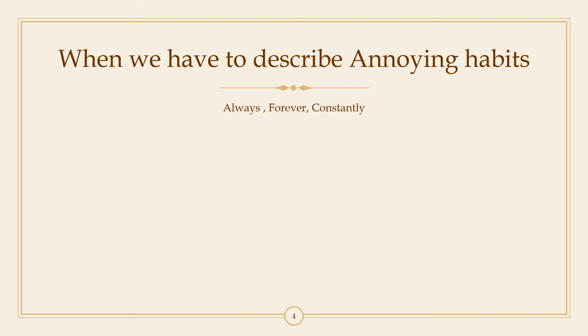And the first set of words we'll be looking at is always, forever, and constantly. Now, whenever you use continuous tense, it's not necessary that you use word phrases like always, forever, and constantly along with continuous tenses. But look at the approach we are having here now. We are right now talking about using the continuous tense to describe annoying habits, right?